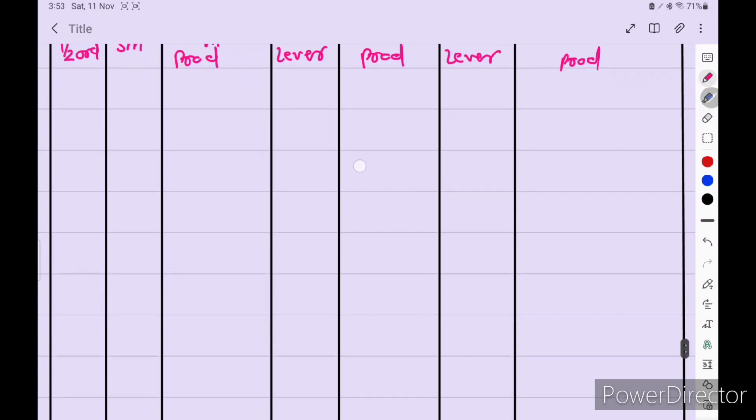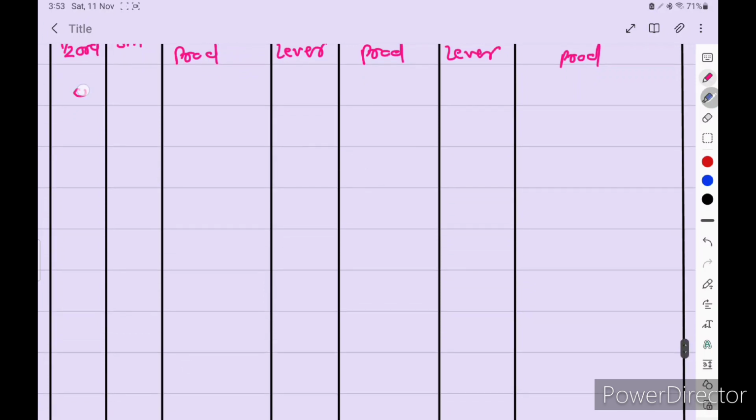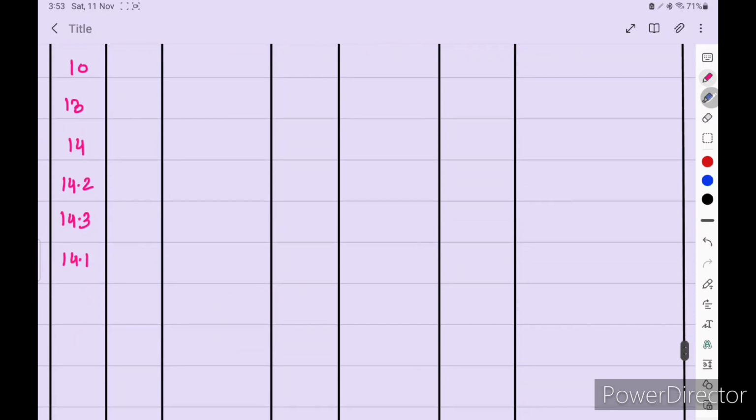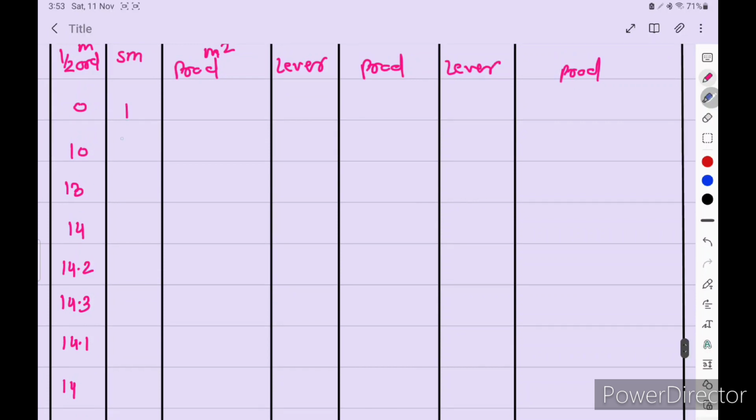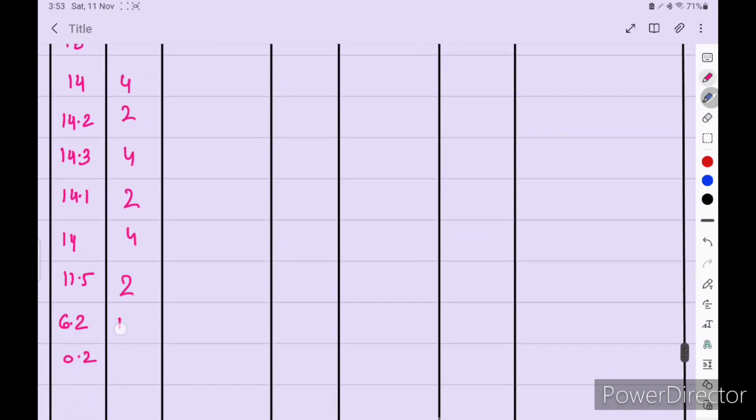Okay, so it is 11 ordinates, so rule number we are going to use is 1. So 0, 10, 13, 14, 14.2, 14.3, 14.1, 14, 11.5, 6.2, 0.2. The system multipliers are 1, 4, 2, 4, 2, 4, 2, 4, 2, 4, 1.